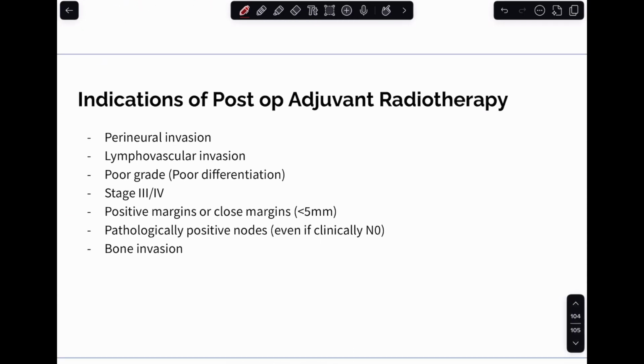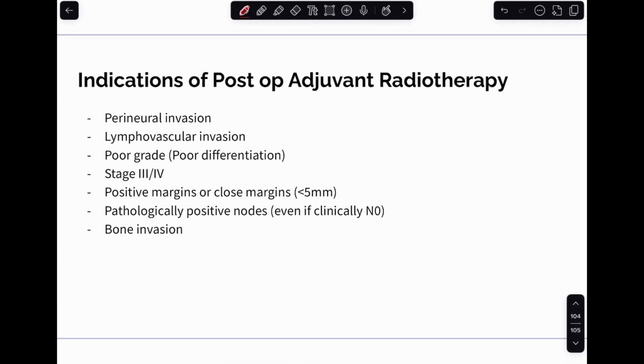Next question is, what are the indications of postoperative adjuvant radiotherapy? So in our case, we did not require any postoperative radiotherapy. But what are some indications where we may require it? If there is perineural invasion or lymphovascular invasion, if it is a poorly differentiated tumor, maybe an undifferentiated tumor according to Broder's grading, which we'll find after histopathological examination.